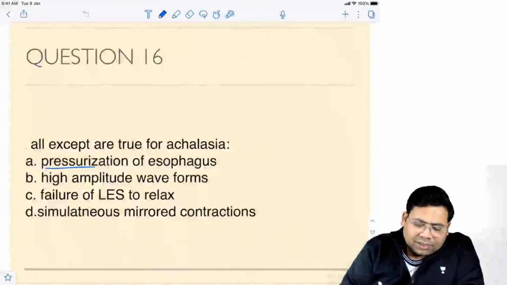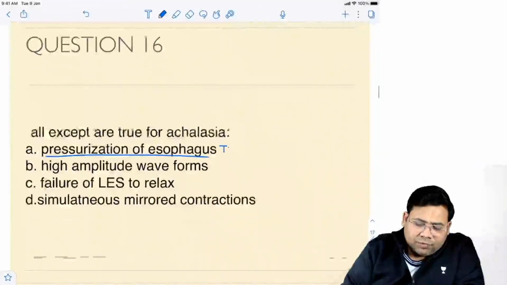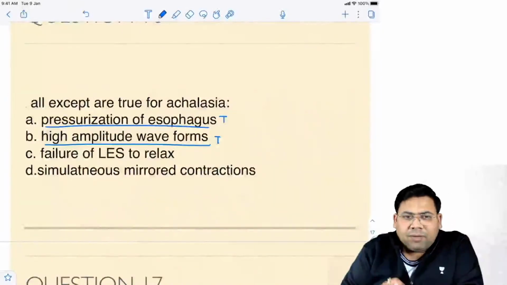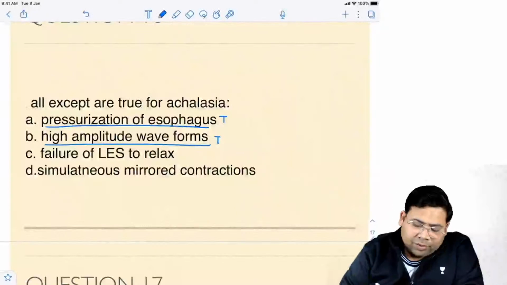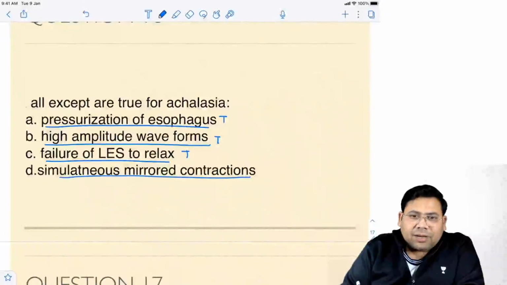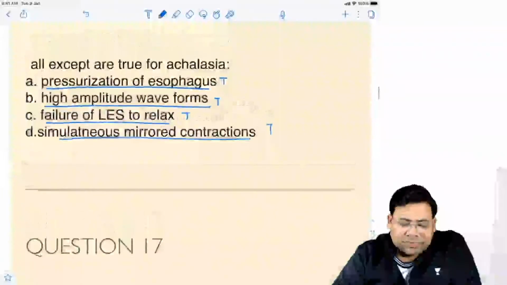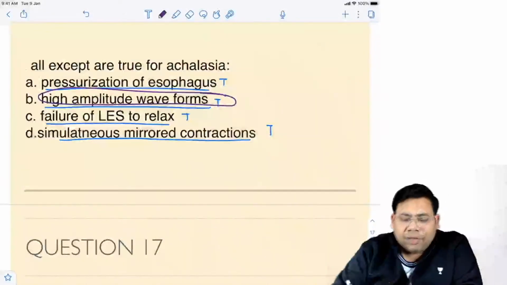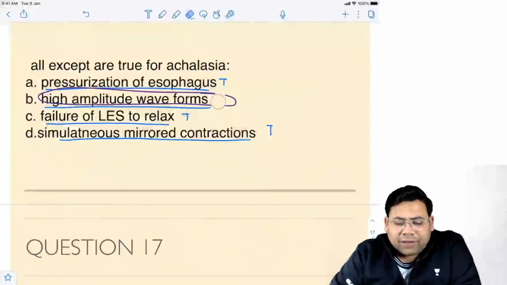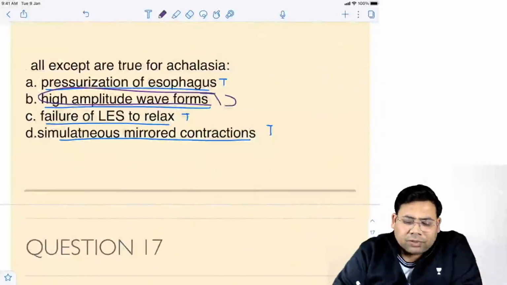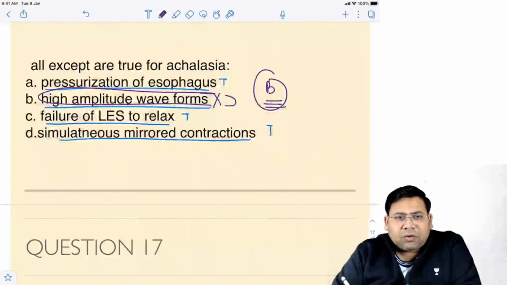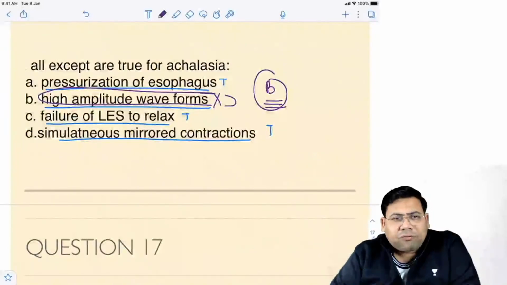So if you see pressurization of the esophagus, absolutely true. High amplitude waveforms, absolutely true? Yes, because they may be, may not be. Failure of LES to relax, absolutely true. Simultaneous mirrored contraction, absolutely true. Bache, try to understand. Out of them, this becomes the answer of exclusion. Why? Because not all of them will have the high amplitude waveforms. So bache, the answer of exclusion is B. Are you getting this or no, bachcho? So the answer of exclusion is B.